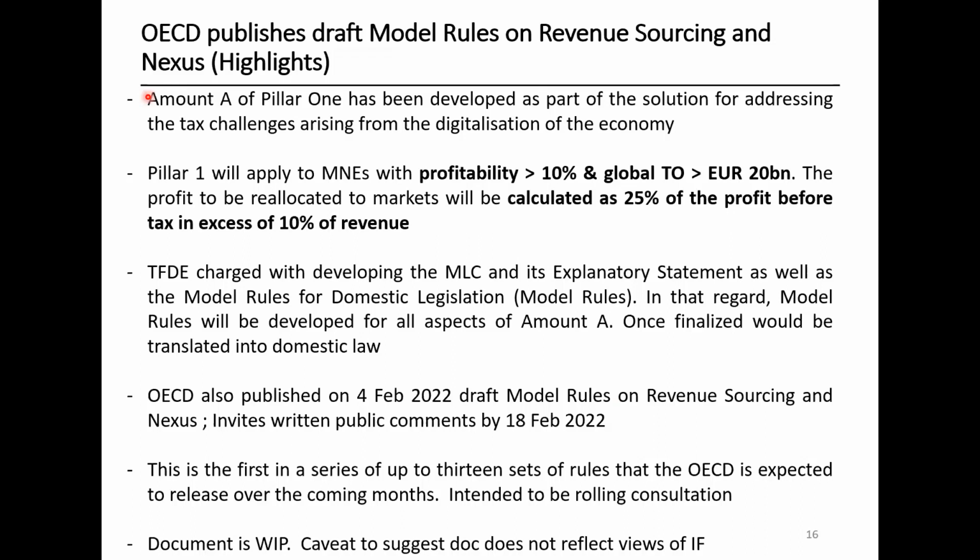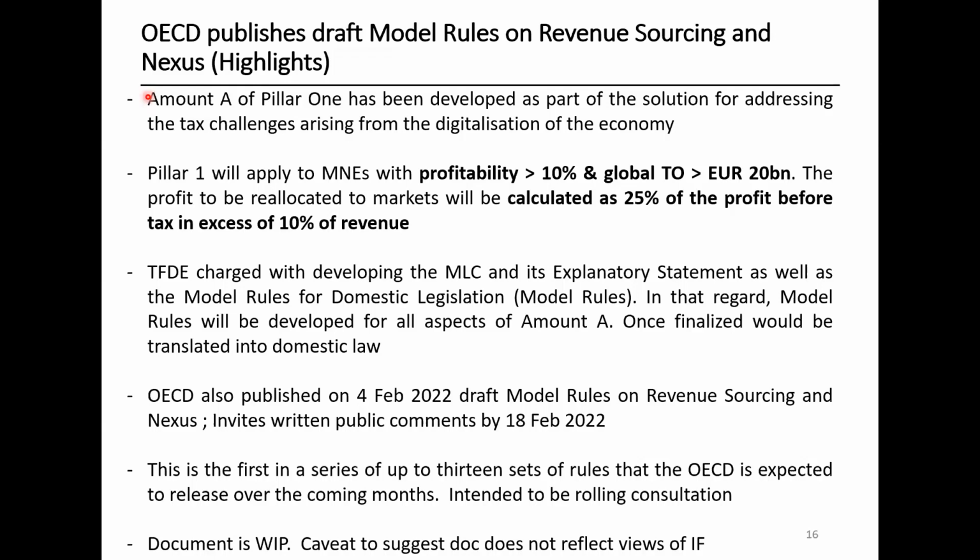As long as the profitability is greater than 10% and the global turnover is more than 20 billion euros, these rules will kick in. The profits would be reallocated. Profits of such multinationals would be reallocated to markets, calculated at 25% of the profits over and above 10%.